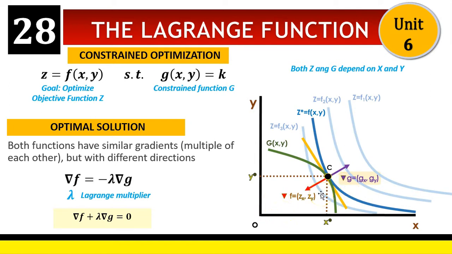The optimization occurs when the objective function intersects the restriction at the point C. At that point, the slope of both the objective and the constraint are the same.